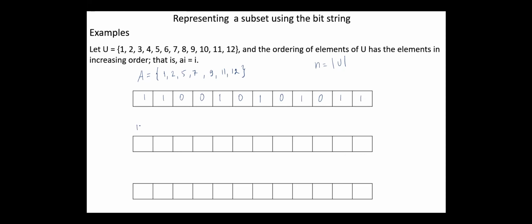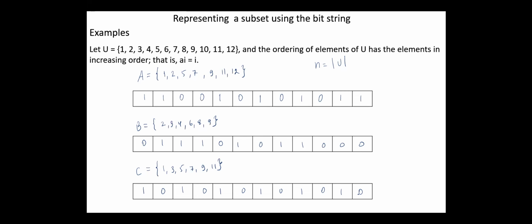And to represent the set B, 2, 3, 4, 6, 8, 9, the bit string is 0, 1, 1, 1, 0, 1, 0, 1, 1, and the remaining bits are zeros. And to represent the set of odd numbers in U, 1, 3, 5, 7, 9, and 11, here we have 1, 0, 1, 0, 1, 0, 1, 0, 1, 10 is not odd, 11 is odd, and 12 is 0.